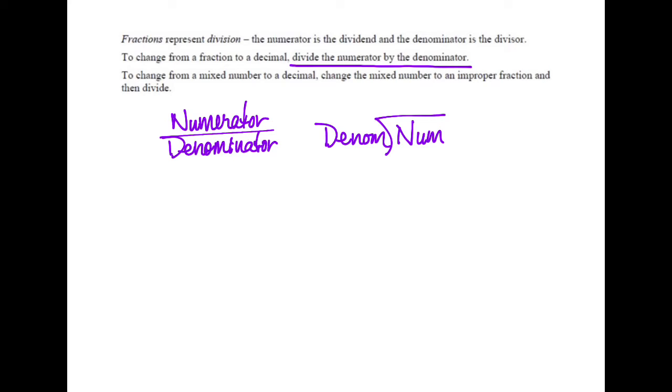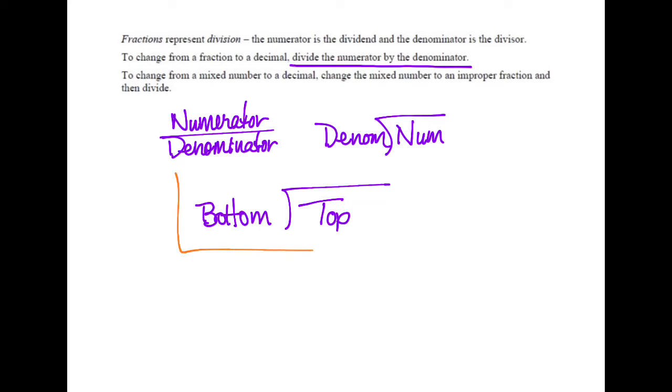One easy way to remember that, instead of numerator and denominator, is the top goes underneath. The bottom is on the outside. Top divided by the bottom. So this is what you need to memorize, and if you get that, you'll be fine. And we'll talk about mixed numbers when we get to them.